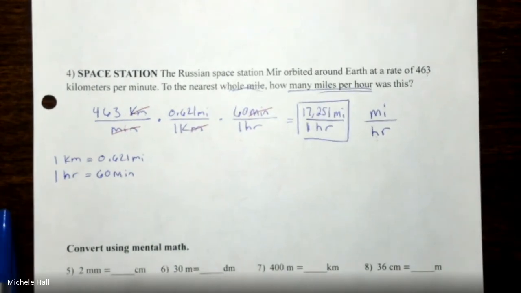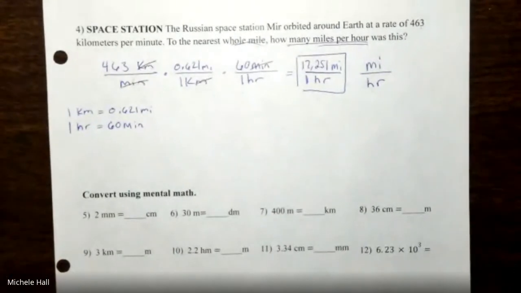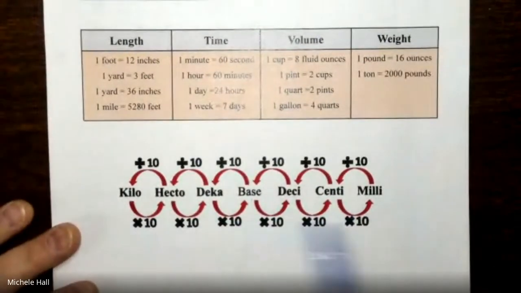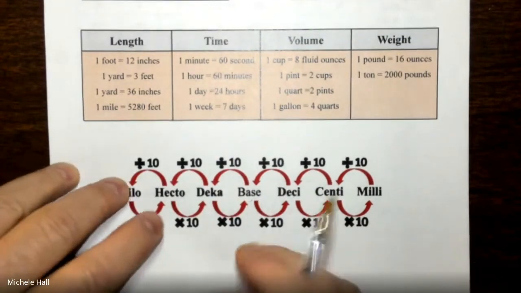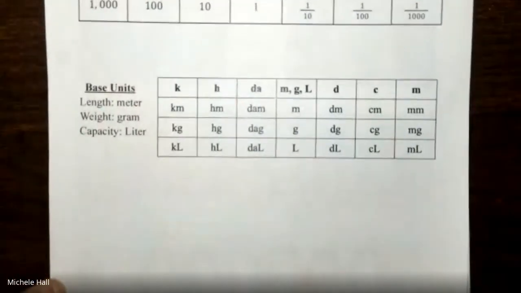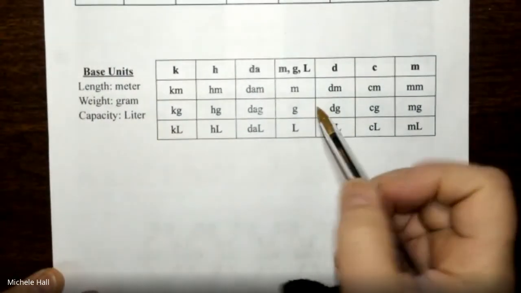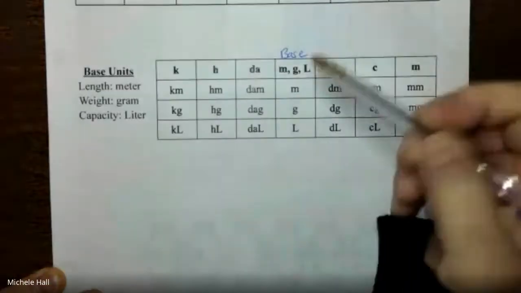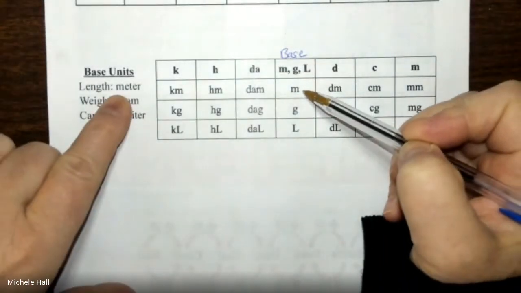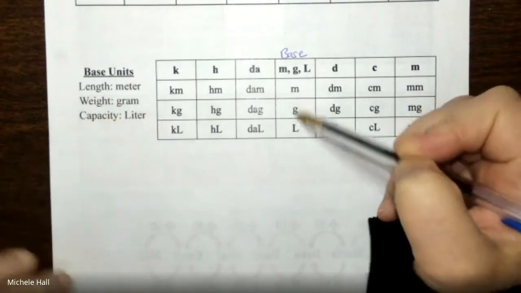All right, so here it says convert using mental math. That means no calculator. We are doing something a little bit different here on the bottom. We are converting in metric only, and that is where this chart here comes into play. At the base, here is the base or the unit, and the base is meters, grams, and liters. That's what's at the base.